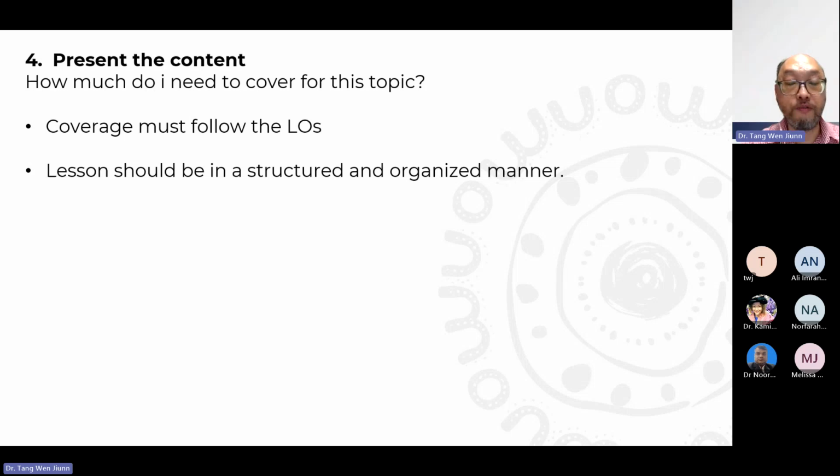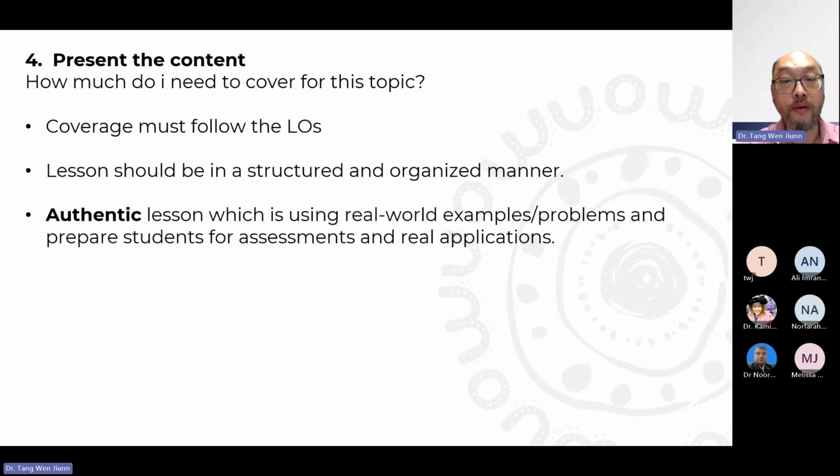The lessons should be structured and organized based on your LO. It has to be authentic, which means you are using real-world examples and problems. Also, the presentation should assist the students for the assessment and real applications. The simplest thing is, when we are giving examples or problems, we have to Malaysianize them so that students are familiar with the topics we are talking about.